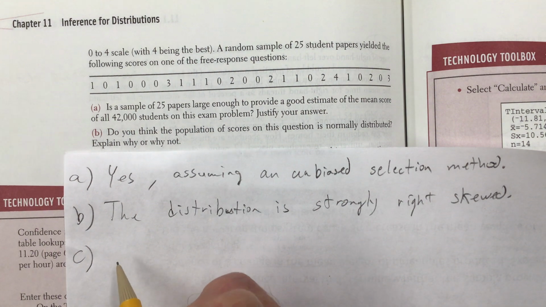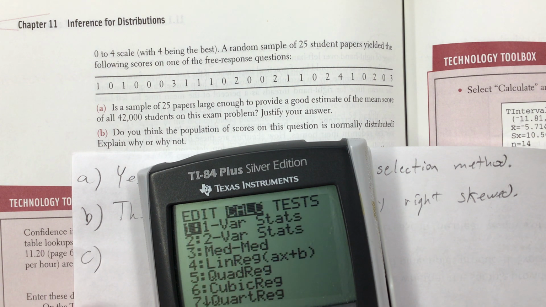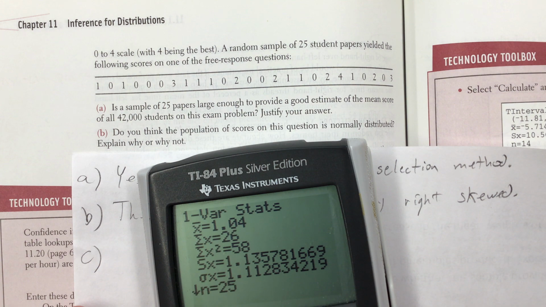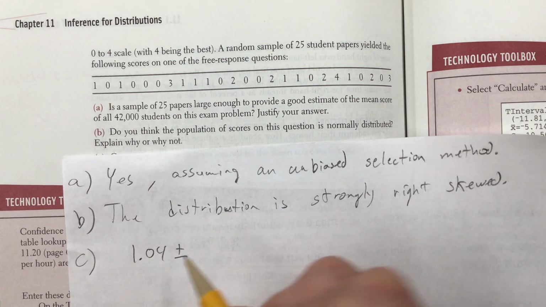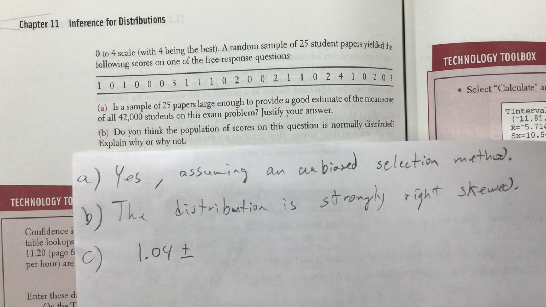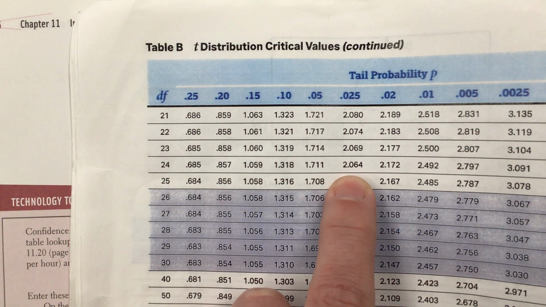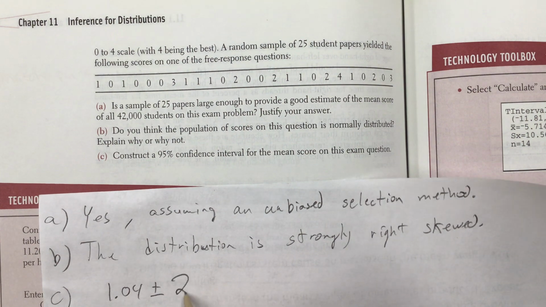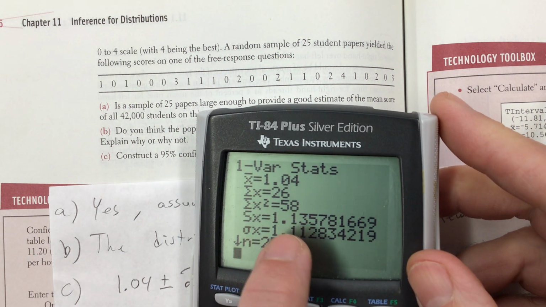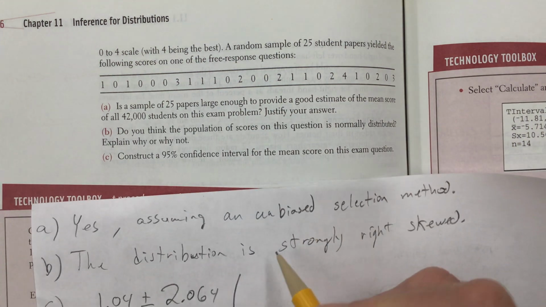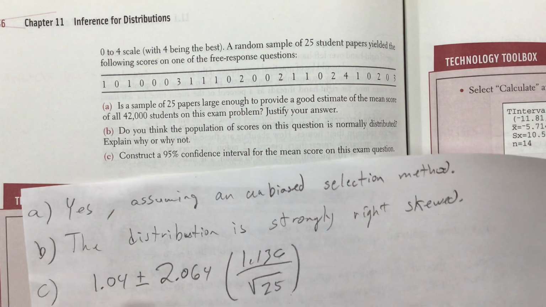Okay, so we're going to do our mean of list 6. Wow, pretty terrible mean, 1.04. Okay, our critical value for 95% with 24 degrees of freedom, right here, 2.064, multiplied by the sample standard deviation of 1.136, over the square root of 25. So there's the work.